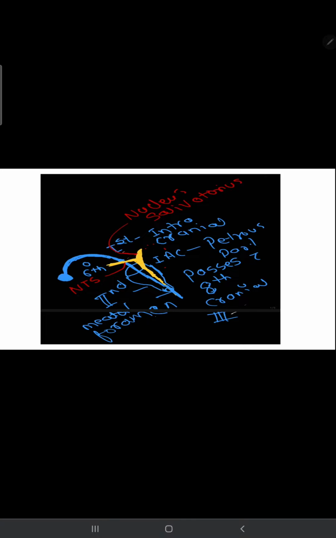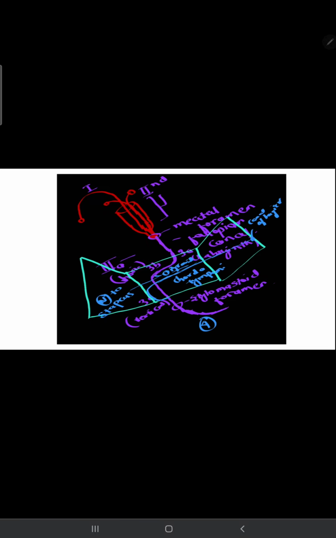Okay, and you can see the same in this figure here. From the meatal foramen it comes out and runs in the fallopian canal. It can be divided into 3a, 3b, and 3c. 3a is labyrinthine, 3b is horizontal, and 3c is vertical. Now it comes out from the stylomastoid foramen. Okay, so let us see the next figure.